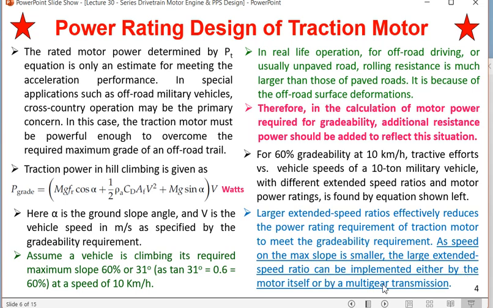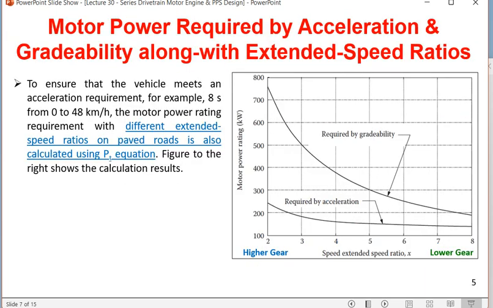That means whenever the vehicle is going to travel through difficult terrain, like a hill, a desert, clay or mud, large extended speed ratios, that is, a very high X value, can be implemented either by the motor itself or by a multi-gear transmission. In that case there will be the real test of the traction motor and the power supply system.